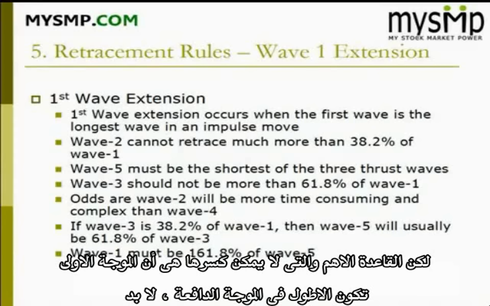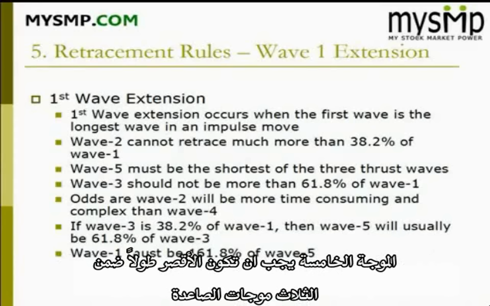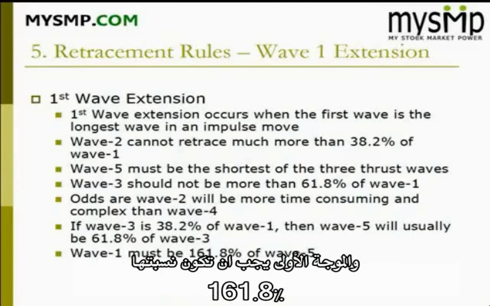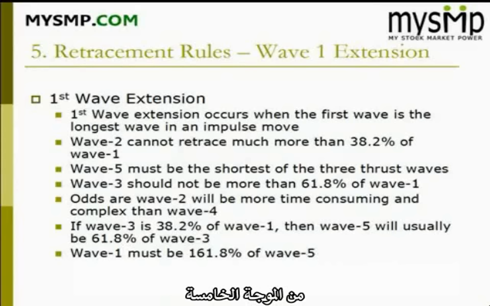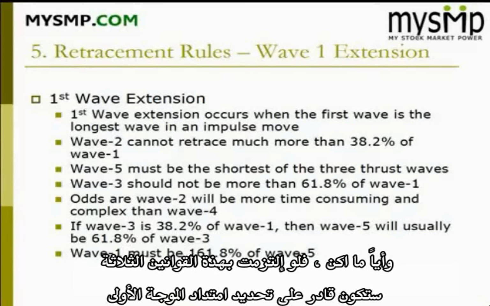But the rules, which are ironclad rules which cannot be broken: wave 1 must be the longest wave in the impulse move. Must be. Wave 5 must be the shortest of the 3 thrust waves. And wave 1 must be 161.8% of wave 5. So no matter what, if you can just stick to those three things and respect those three rules, you will be able to properly identify a wave 1 extension.